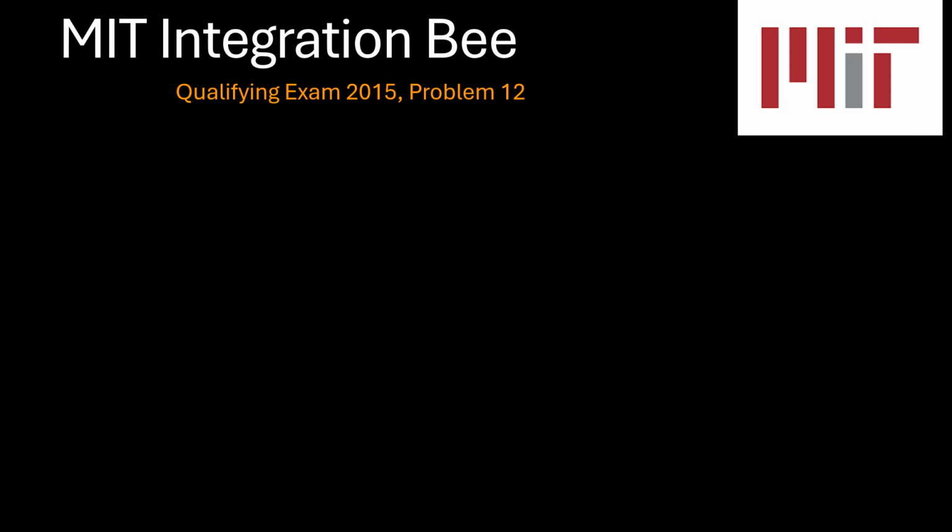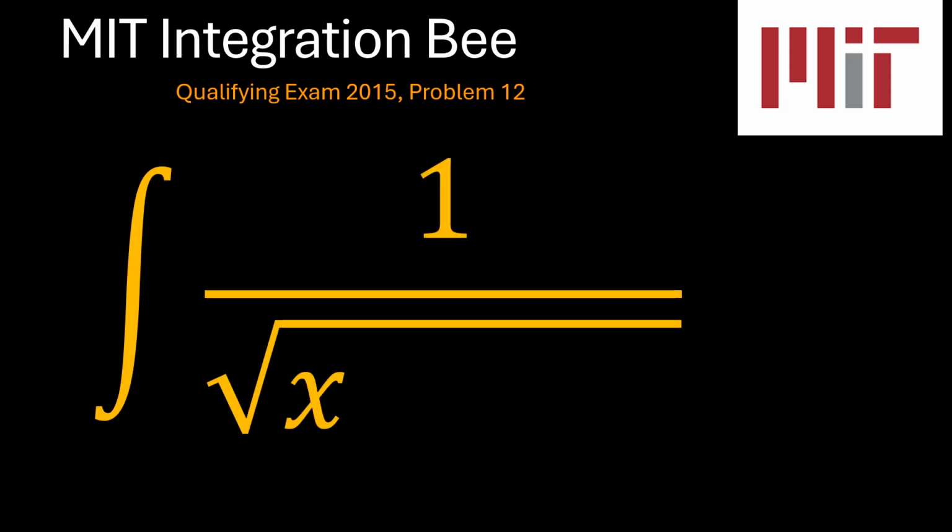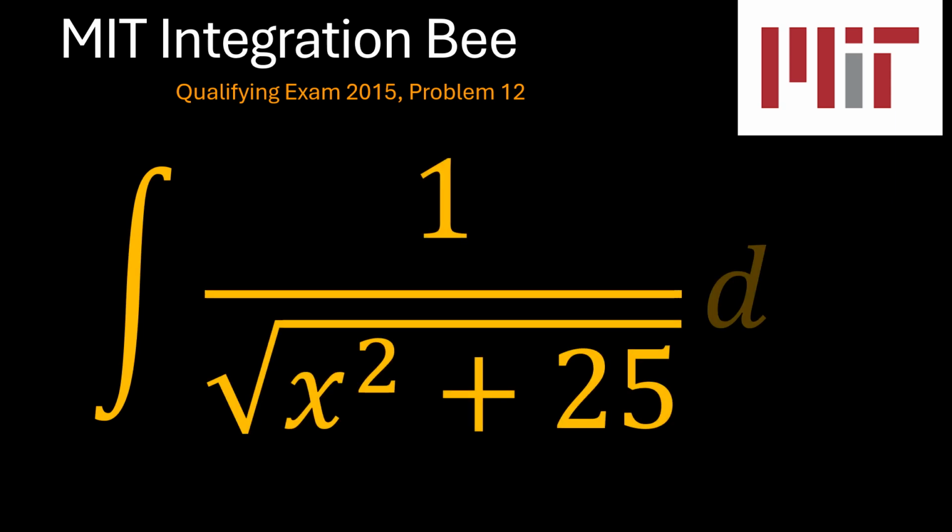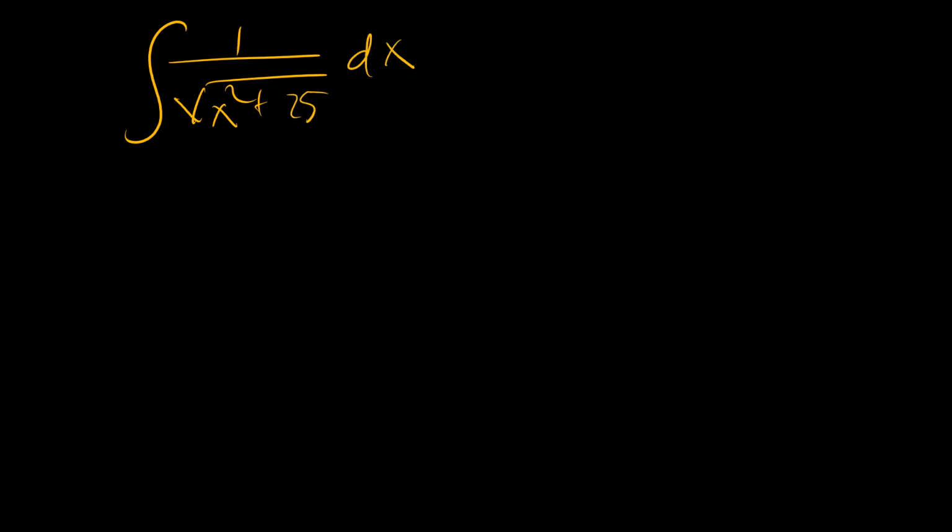So our next problem is problem number 12 of the MIT integration book of exam 15, which is the indefinite integral of 1 over the square root of x squared plus 25. It's fairly long, but I think we may be able to finish it pretty quickly. Let's see how we would solve this. So the indefinite integral of 1 over the square root of x squared plus 25 is our problem.